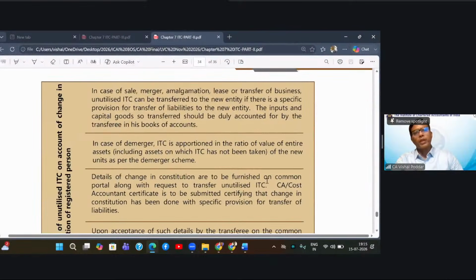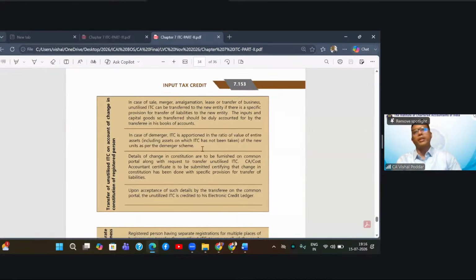Now we come to the third category, again covered in section 18. So first category was where you are taking ITC of the goods in stock. Second category was you are reversing ITC of the goods in stock. Now the third category. What is the third category? In third category, we have again few special scenarios. As you can see, transfer of unutilized ITC on account of change in constitution of a registered person. Now, what is this scenario?